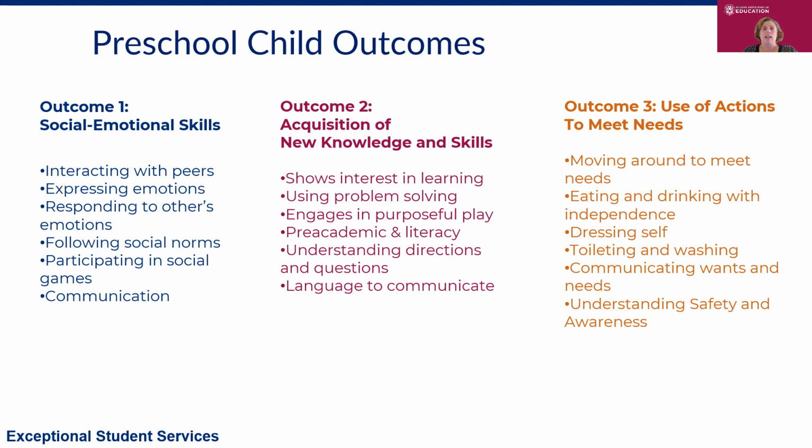The third area is outcome 3, use of actions to meet needs. This includes children moving around to meet their own needs, from one area of the classroom to another, or at home from one place to another, eating and drinking with increased independence, dressing, toileting, washing. The communication piece of this area is communicating their wants and needs, and understanding safety and awareness of themselves and others in their environment.